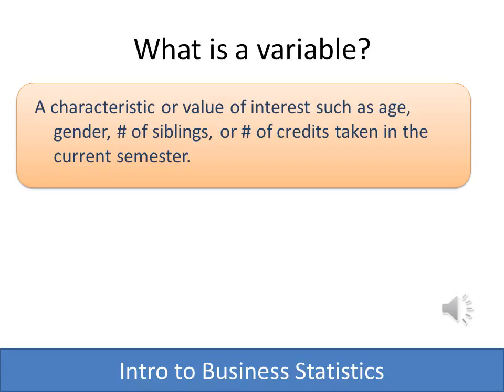I've mentioned the word survey already a couple of times, and a survey is going to have variables, and variables are the characteristics that we're looking for, such as age, number of siblings, number of credits taken in a class. So those are all variables that we'll be tracking when we survey a sample.